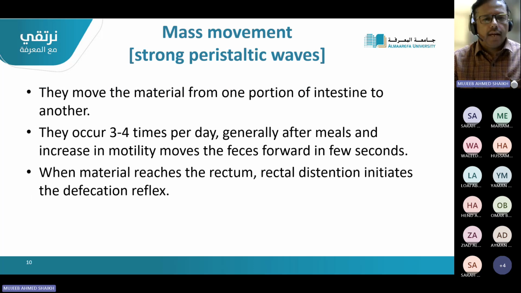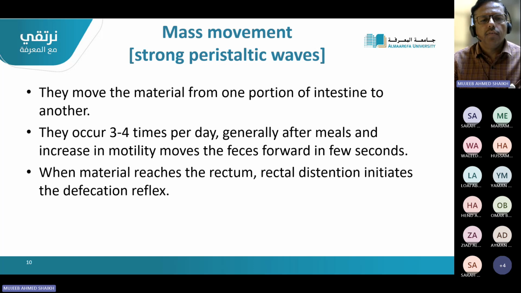Opposite to that, mass movements, or strong peristaltic waves, occur. They are very strong and occur 2 to 3 times a day, depending upon the type of meal or the frequency of meals the person eats. Suppose the person is eating 3 times a day, then there are chances that mass movements will occur 3 times a day. If the person is eating 4 times a day, the chances are they will occur 4 times a day.